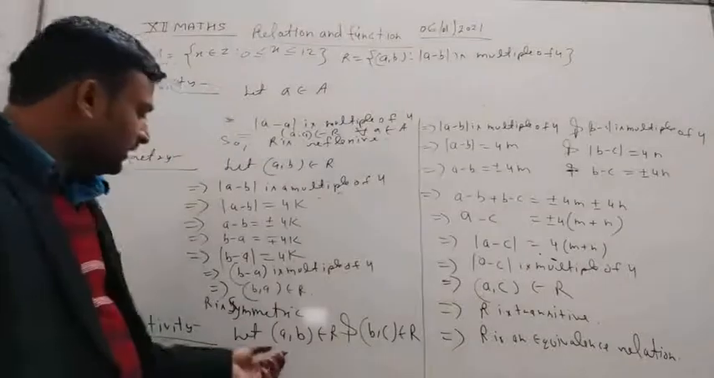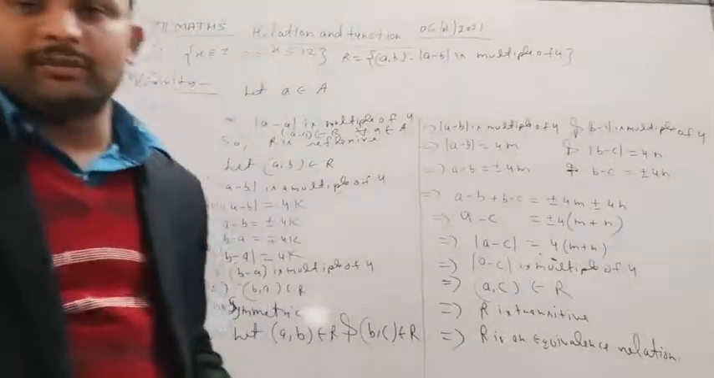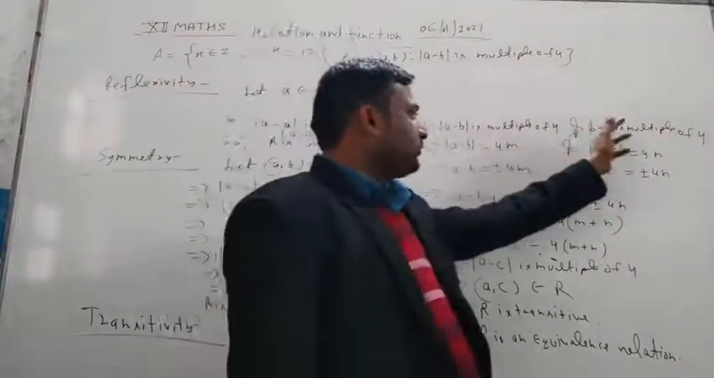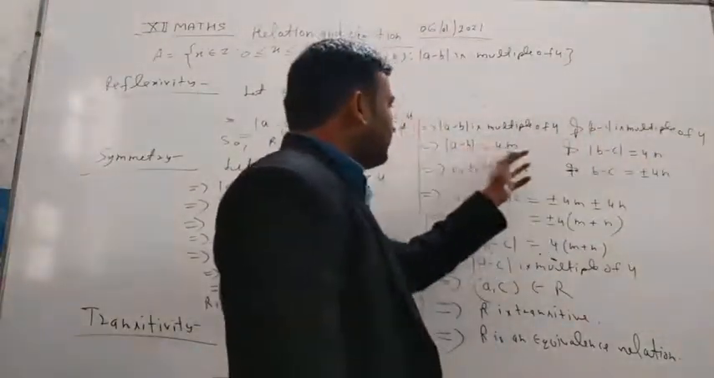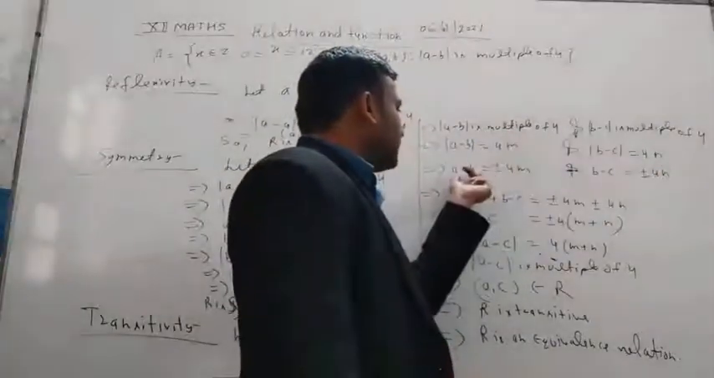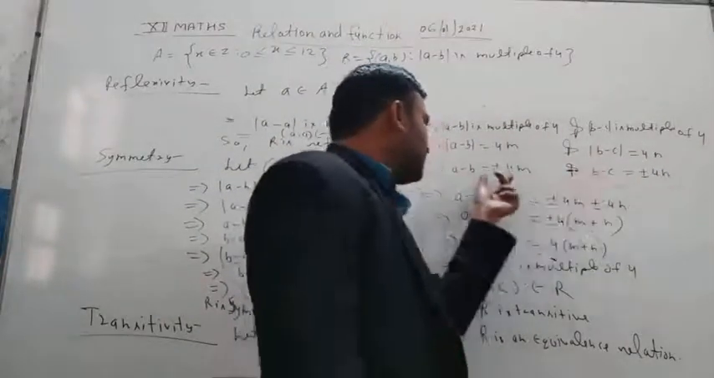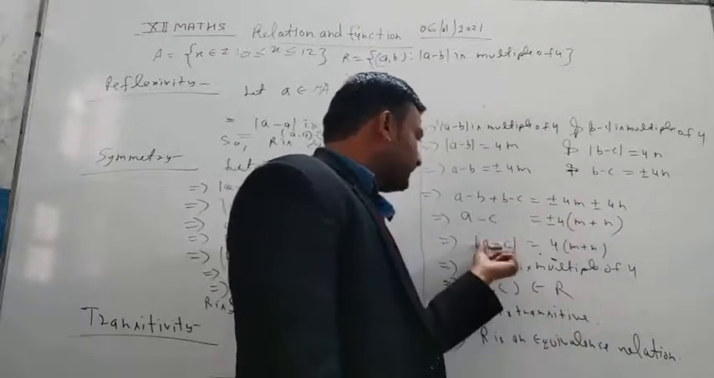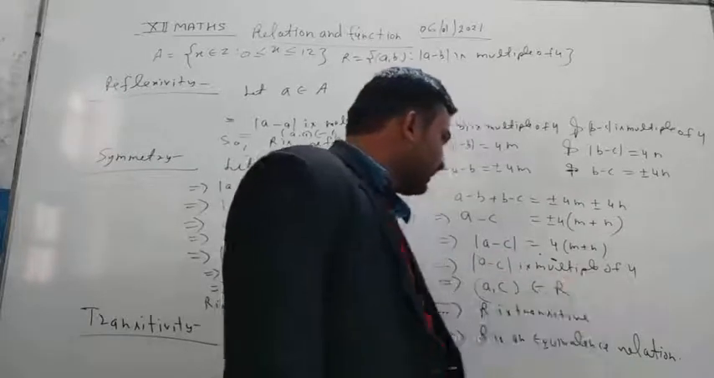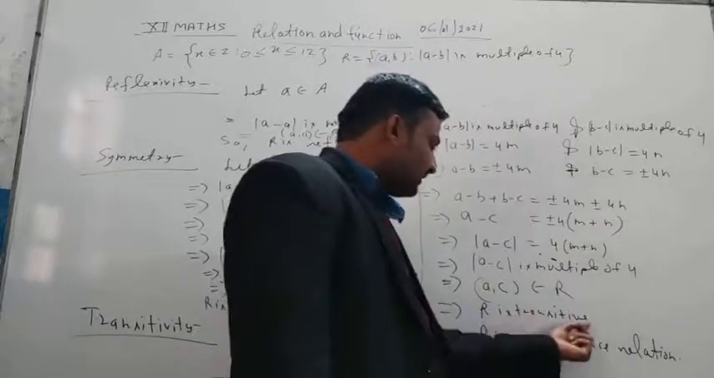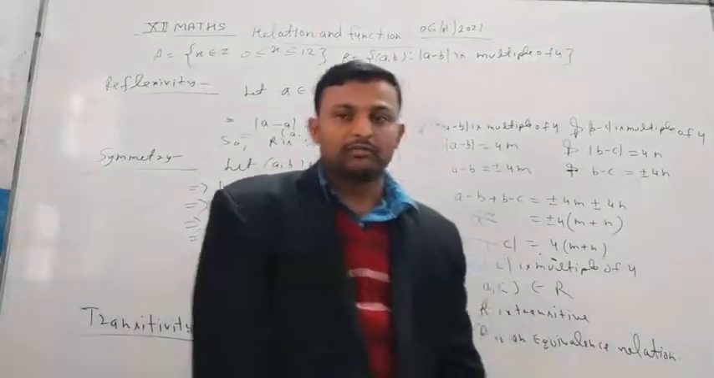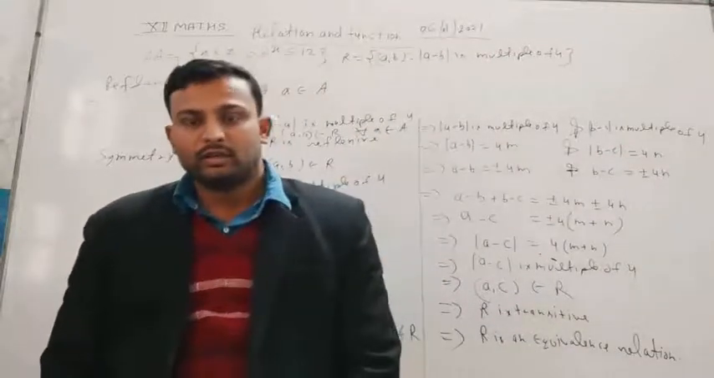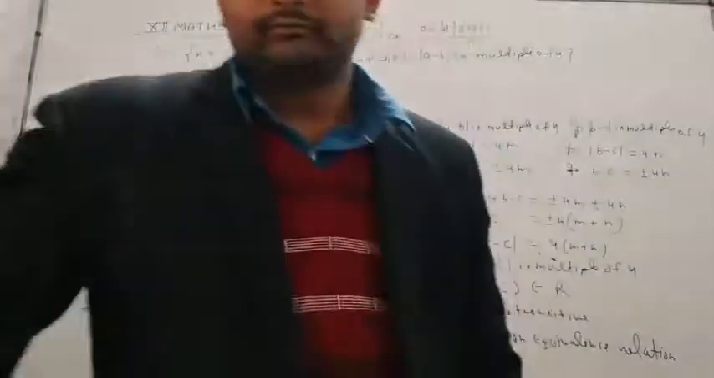Now transitivity: we will select three elements A, B, C. So AB belongs to R and BC belongs to R. So A minus B is a multiple of 4, B minus C is a multiple of 4. So we can write 4m, here 4n, and removing the modulus we write plus minus. Adding these two, we get A minus C is a multiple of 4, and AC belongs to R. So R is transitive. R is an equivalence relation because it follows reflexivity, symmetry, and transitivity. Okay, I hope you understand, students. Thank you.